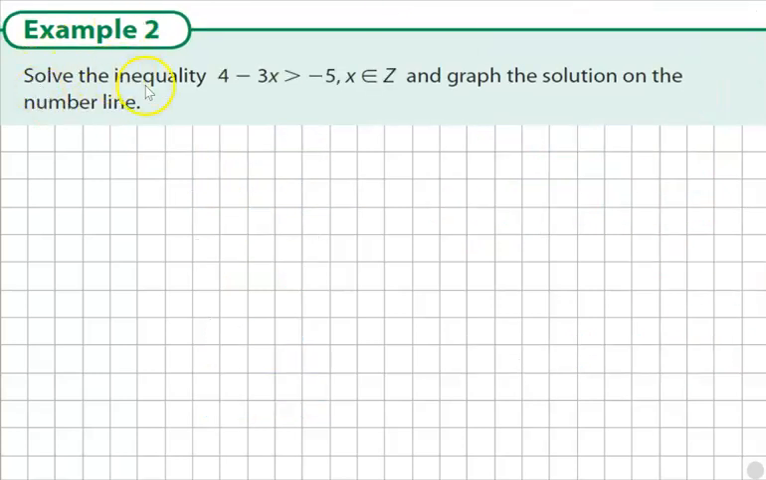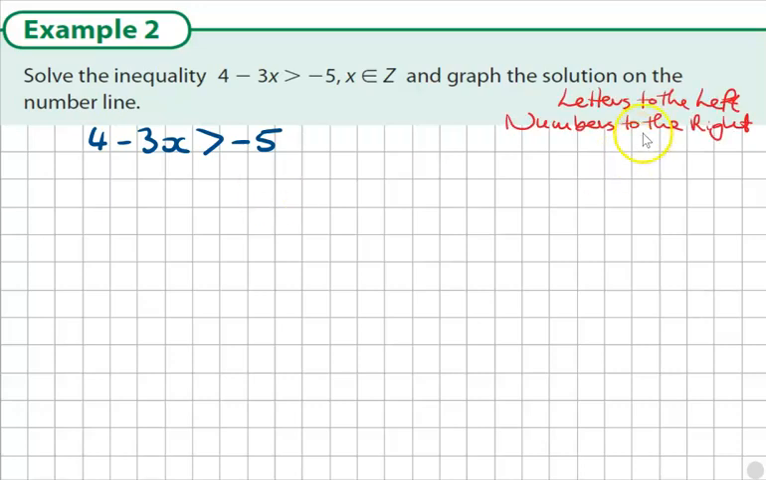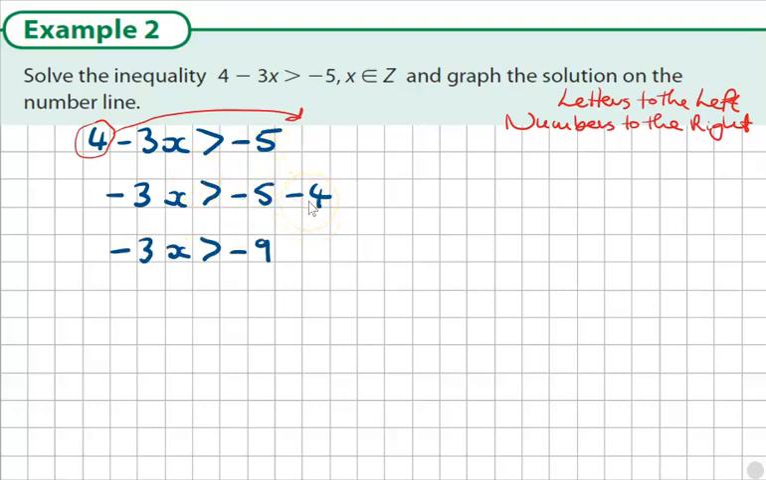Example 2. Solve the inequality 4 minus 3x is greater than minus 5, where x is an element of Z. So x is an element of the integer set, positive and negative whole numbers, and graph the solution on the number line. So we have our inequality. We follow the rule letters to the left, numbers to the right. We grab hold of the 4, it comes over the inequality sign, it becomes minus 4. So we have minus 3x is greater than minus 5 minus 4. Minus 5 minus 4 is minus 9.